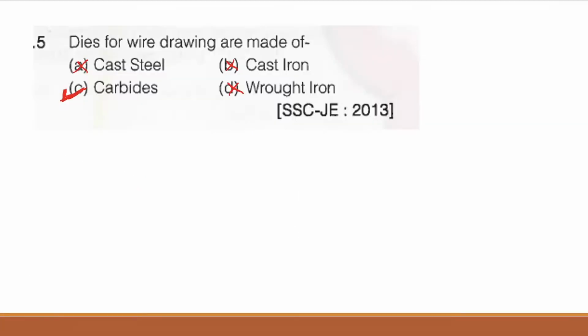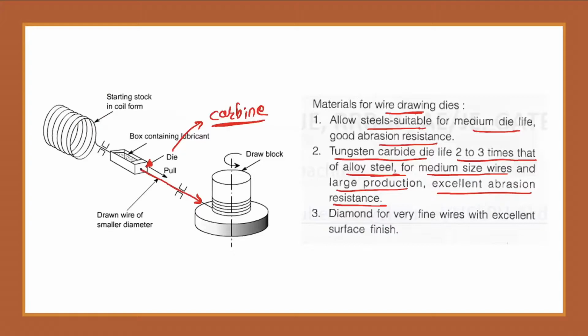So you can see here why the correct answer is carbide. Dies for wire drawing are made of carbides, right? Because it offers large production, excellent abrasion resistance, and its life is 2 to 3 times that of alloy steel. That's why this carbide die is used here, right? And for very fine wires we use diamond as a die, right? Diamond as a die.